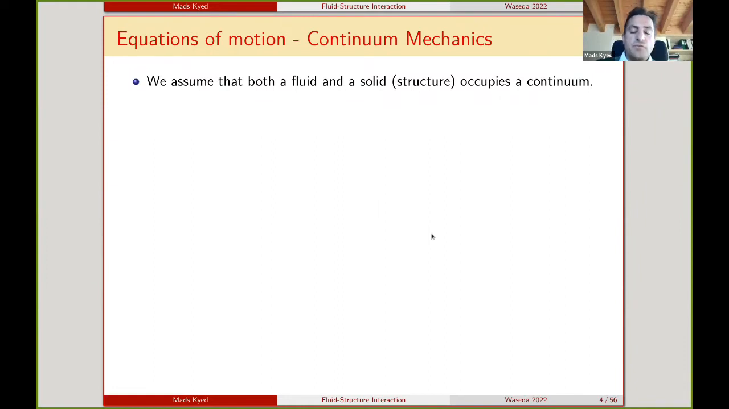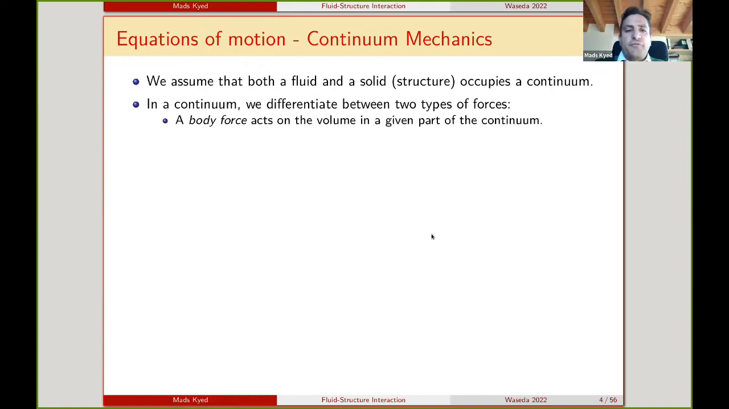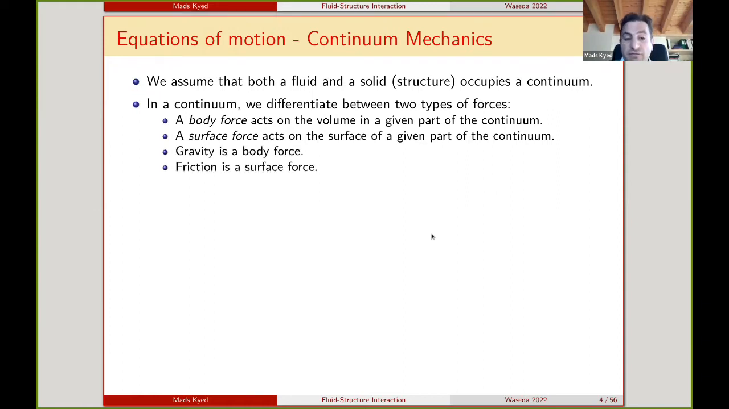So we use continuum mechanics. So we assume that both the fluid and the solid occupy a continuum. In a continuum, we differentiate between two types of forces. We have body forces that act on the volume in a given part of the continuum, and we have surface forces that act on the surface. As an example, gravity, that's a body force. Friction is a surface force.